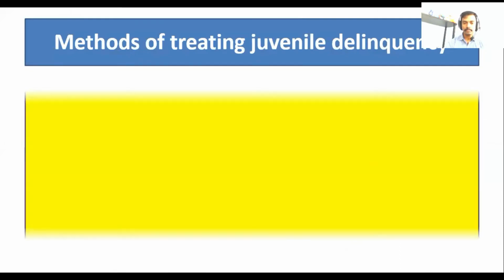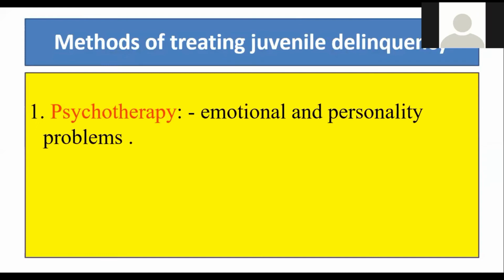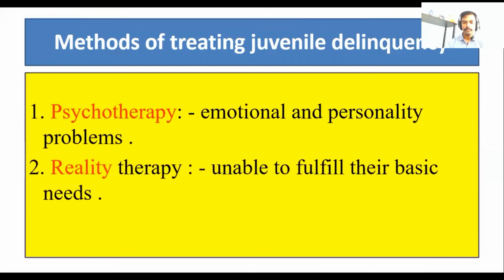Then methods of treating juvenile delinquency. First method, psychotherapy. This therapy is mainly for personality problems. One of the important causes is psychological factors. So psychotherapy is very important.